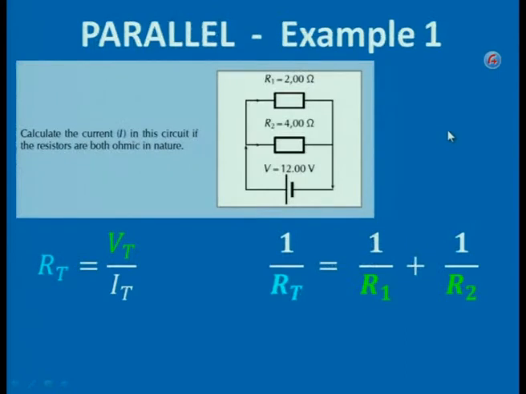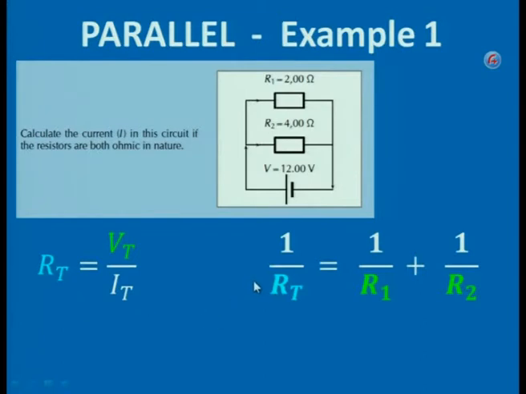Let's do an example. Calculate the current in this circuit if the resistors are both ohmic in nature. So, this is a parallel circuit. Here is your total voltage, which is the same for R1 and R2. Here goes the current, and now it splits up. One part goes through R2, the other part goes through R1. So, R is V divided by I, Ohm's law. You should know this by now.